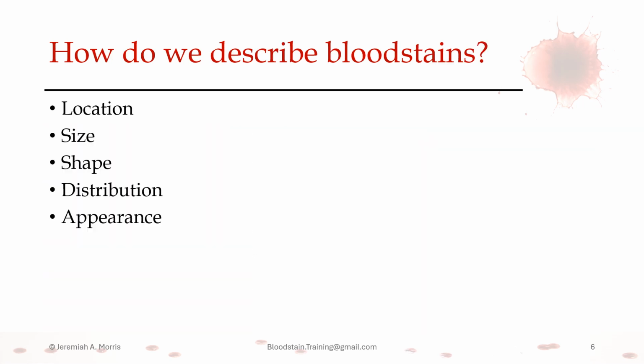So how do we describe the bloodstains? There are going to be 5 different categories that we will look at to describe the bloodstains: location, size, shape, distribution, and appearance. These are the 5 different categories of features that we're going to look through. We'll walk through each of those very quickly.